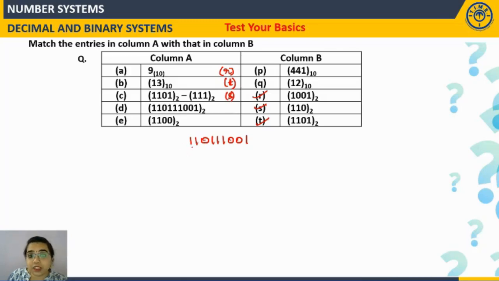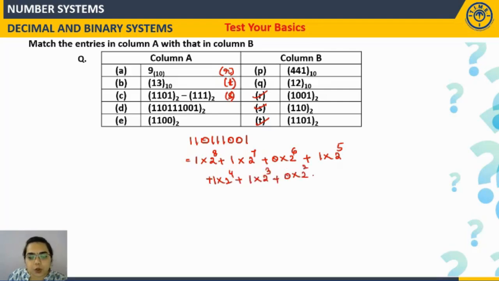Which means we begin with 2 to the power 8 because 9 minus 1 is 8. 1 into 2 to the power 8 plus 1 into 2 to the power 7 plus 0 into 2 to the power 6 plus 1 into 2 to the power 5 plus 1 into 2 to the power 4 plus 1 into 2 to the power 3 plus 0 into 2 square plus 0 into 2 to the power 1 plus 1 into 2 to the power 0. Right. First, 1 into 2 to the power 8. Now, what is 2 to the power 8?